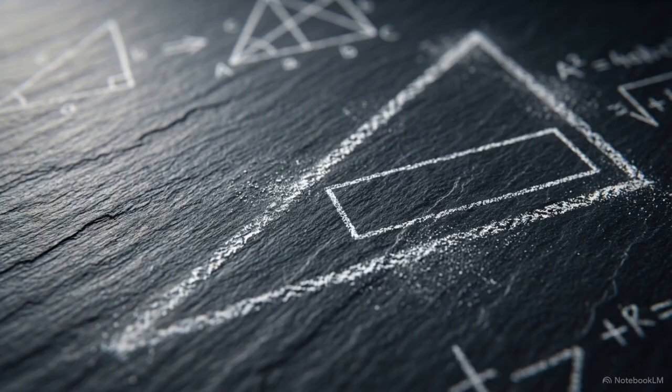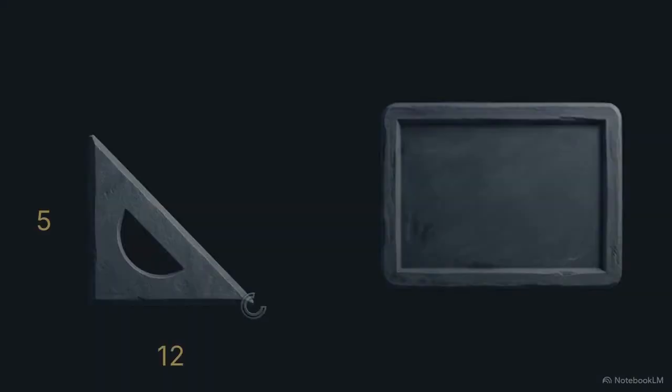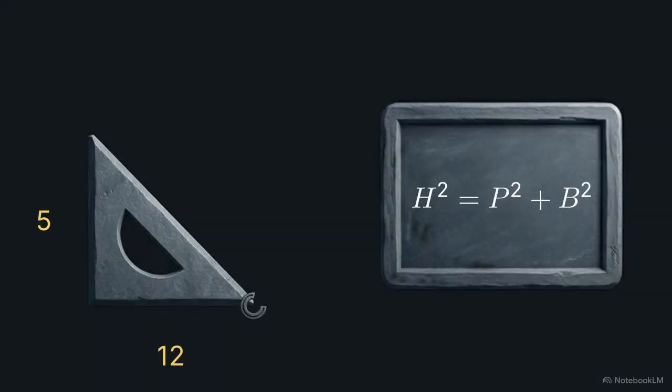Before we can list our 6 ratios, we must find the value of our hypotenuse. We use the Pythagorean theorem and substitute our known values, 5 squared plus 12 squared. 5 squared is 25, and 12 squared is 144. Together, they equal 169. The square root of 169 is 13. Our hypotenuse is now identified.